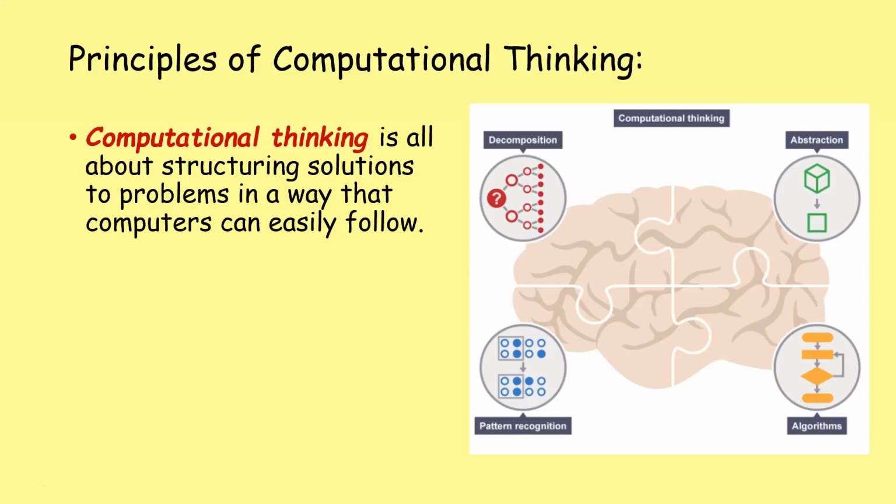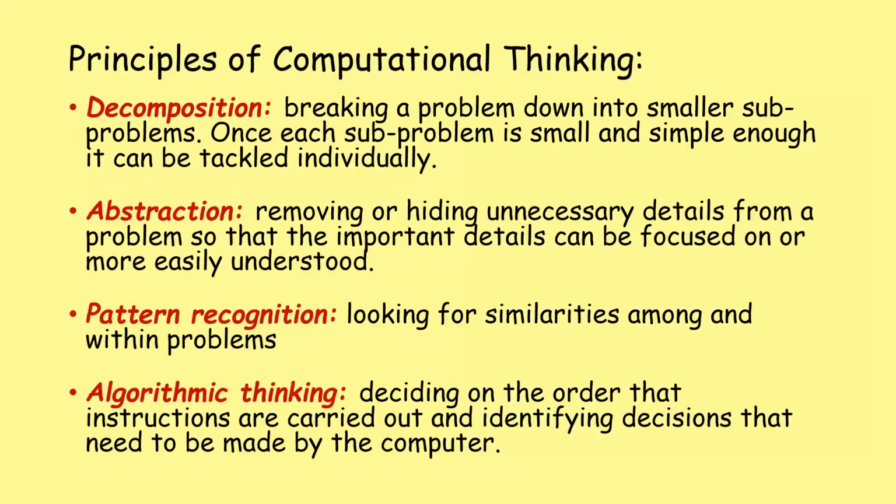So computational thinking is all about structuring solutions to problems in a way that computers can easily follow. And that is our decomposition, our abstraction, our pattern recognition, and our algorithms. Decomposition is breaking a problem down into smaller subproblems. Once each subproblem is small and simple enough, it can be tackled individually.